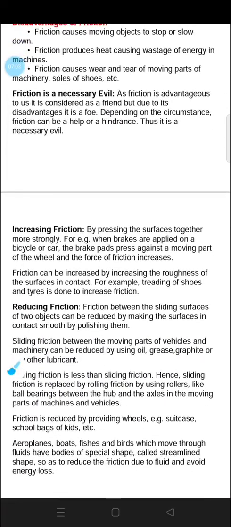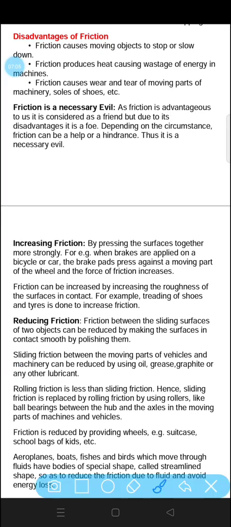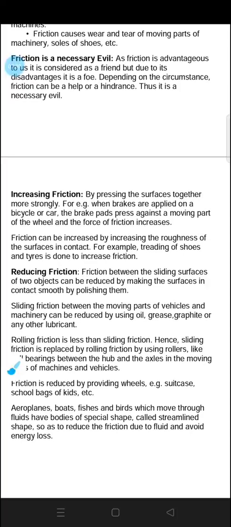After that comes disadvantages of friction. Friction causes moving objects to stop or slow down. It can stop or slow down the object. Friction produces heat causing wastage of energy. Whenever there is striking between two objects, friction takes place and it causes heat, and there is wastage of heat energy. Friction causes wear and tear of moving body parts, machinery, soles of shoes. There is wear and tear to the different body parts or the different machineries.